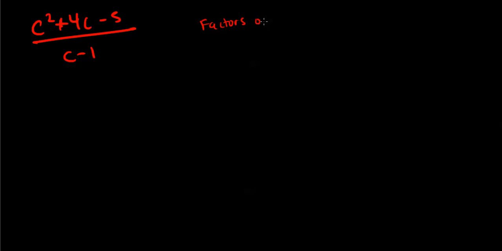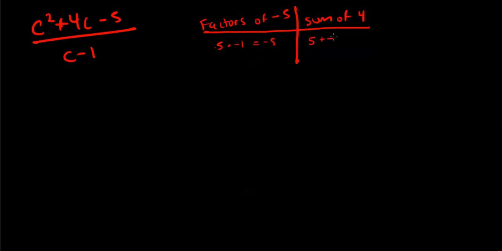Now we're going to look at an example of dividing a polynomial by a binomial. Here we have c squared plus 4c minus 5 divided by c minus 1. So what we want to do is factor the numerator first. So we want to look at factors of negative 5 that add up to a positive 4. So 5 times negative 1 equals negative 5, and 5 plus negative 1 equals 4.